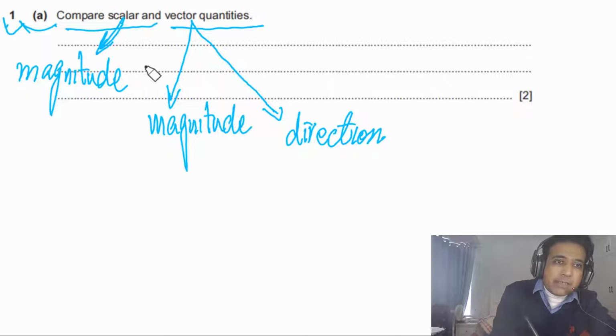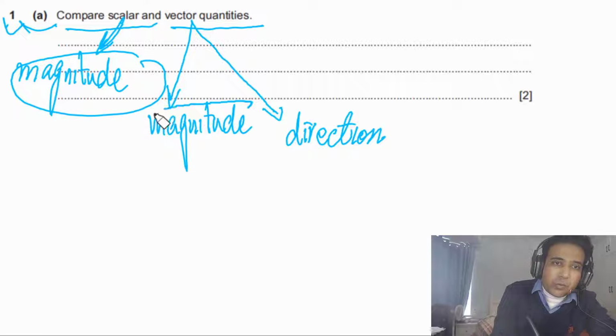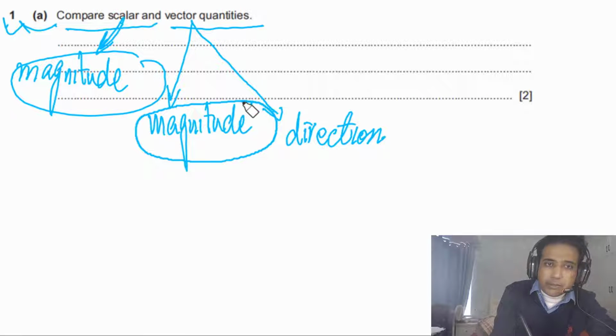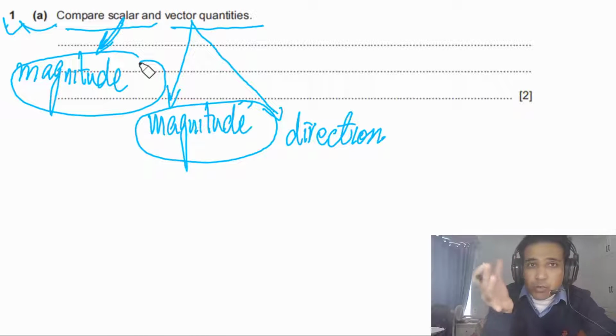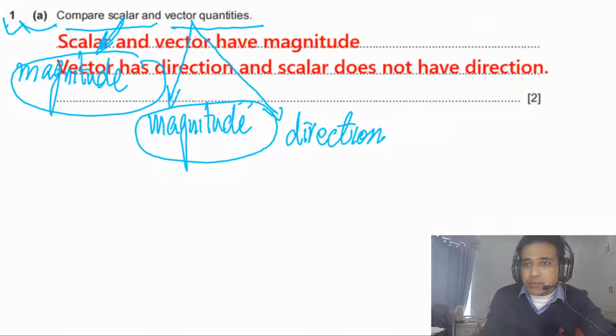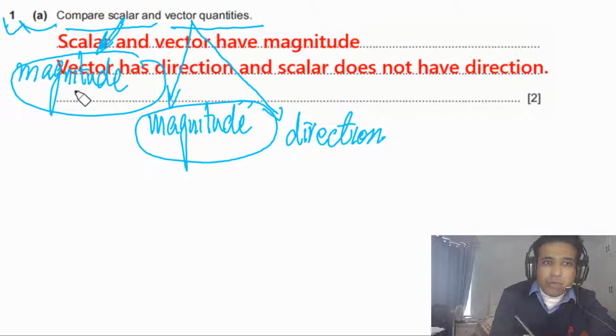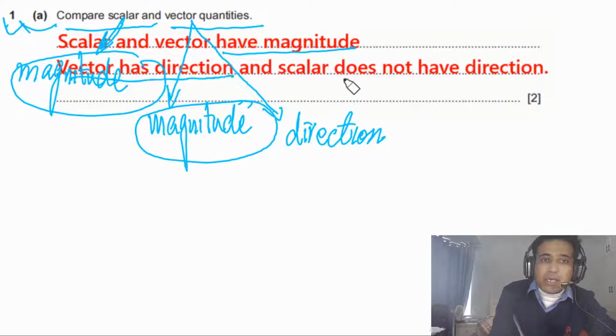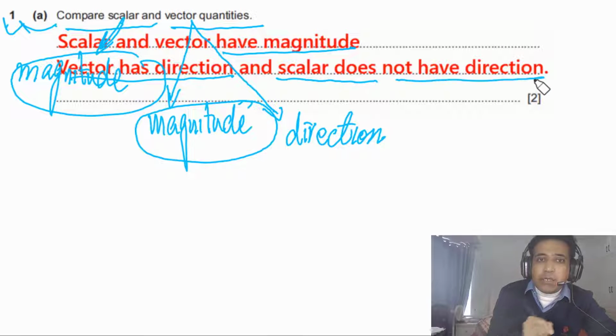You can say scalar and vector quantities both have magnitudes, but scalar quantities do not have direction. So in our answer we have to write down 2 points. If you have mentioned them, you will get 2 marks. Scalar and vector have magnitude, vector has direction, and scalar does not have direction, and this question has 2 marks.